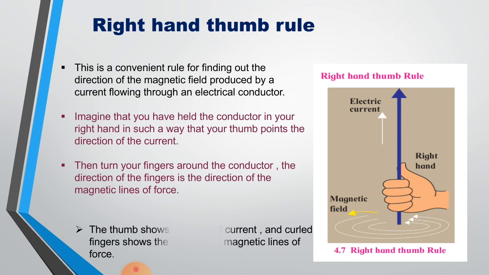Okay, so just keep in mind which direction the thumb shows. So the thumb shows the direction of electric current and the curled fingers show the direction of magnetic lines of force. Okay students, this is a very important rule, and here you have to just imagine and think about 2 points: in the right hand thumb rule, your thumb shows the direction of electric current, and your curled fingers will show the direction of magnetic lines of force.